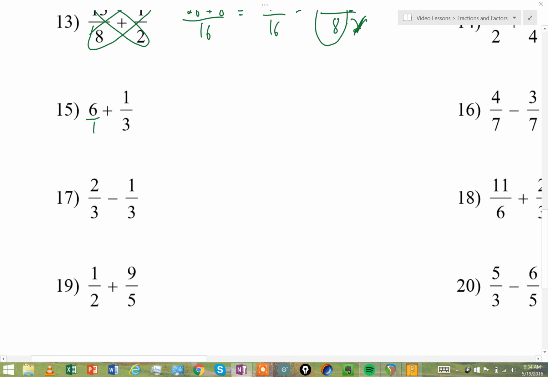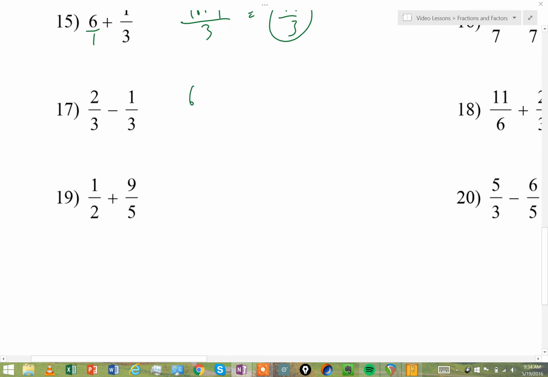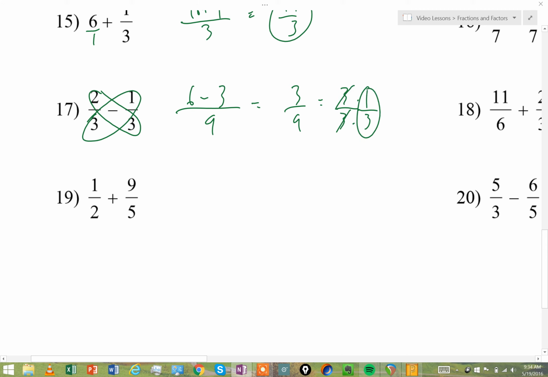All right, so with this one, we would get 18 plus 1 over 3. So that's 19/3, right? Over here, we would get 6 from this diagonal minus 3 from the other diagonal, divided by 9. So that's 3/9, which reduces to 1/3, right?